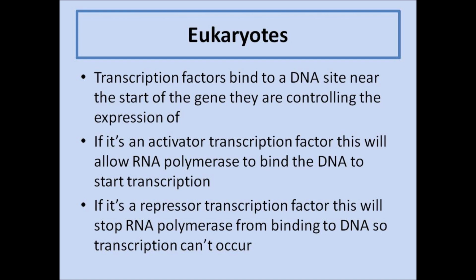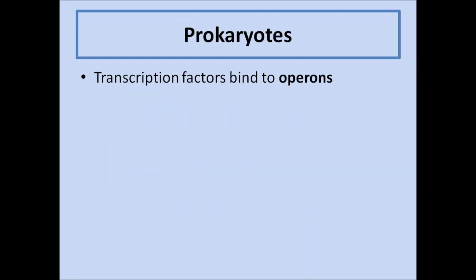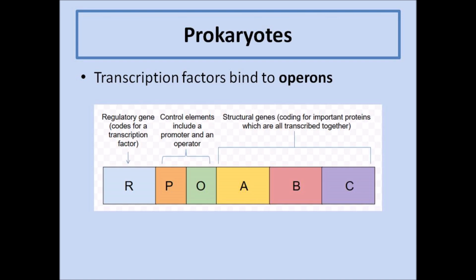So that's eukaryotes. Now in prokaryotes, transcription factors bind to chunks of DNA that we call operons. So when you hear the word operon, just think of it as a chunk or a section of DNA. Now, operons are important because they contain structural genes which are labelled A, B and C, and these genes are all transcribed together and they will code for really useful proteins, for example enzymes.